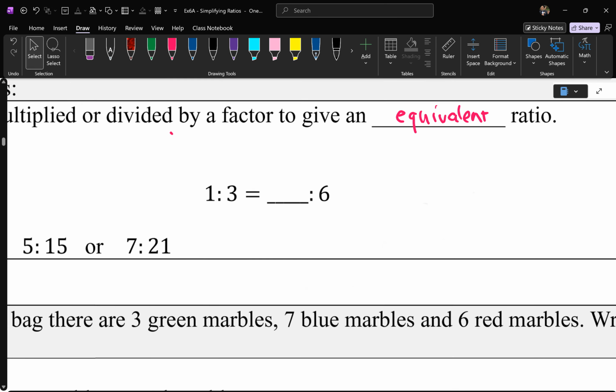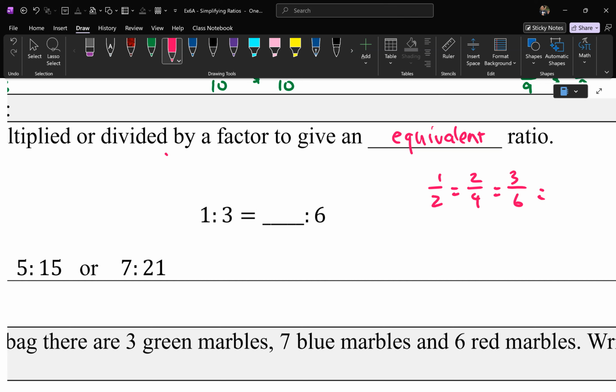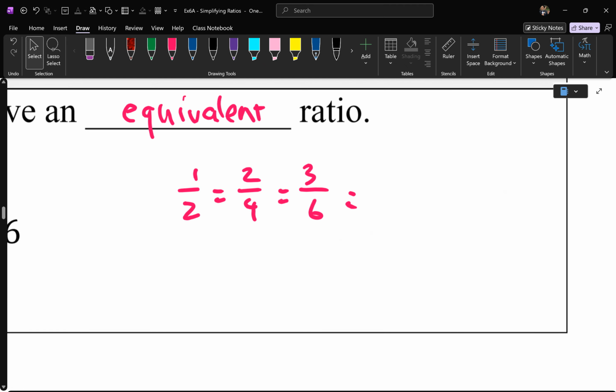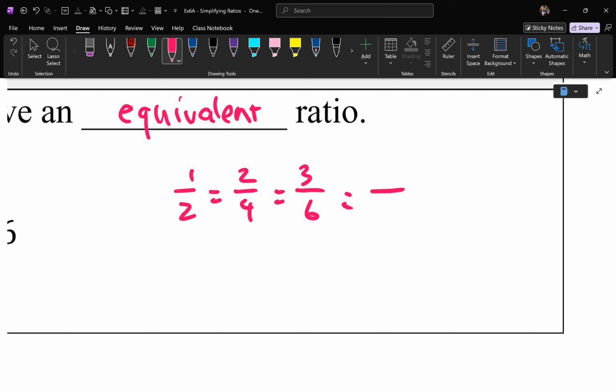Just like how you did in fractions, half is equal to 2/4, is also equal to 3/6, is also equal to... give me another fraction that is equivalent. Let's go with Nick. So half is 2/4, 3/6. Well, I already got one half there. 18/36. 18/36 is a valid answer as an equivalent fraction.